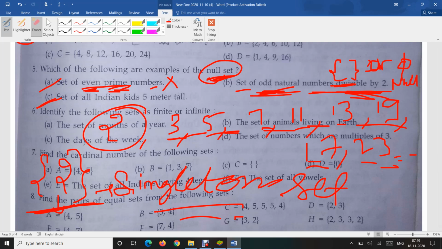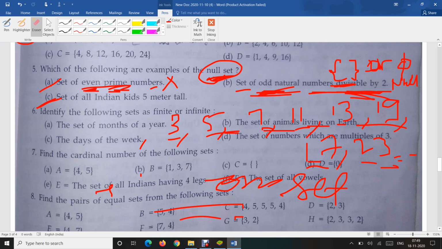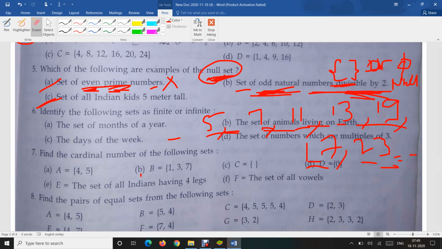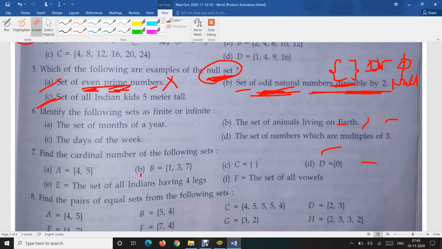Now see question number 6. Question number 6 is saying, identify the following sets as finite or infinite. Now remember, finite means countable: a set which has a countable number of elements. And infinite means it does not have a countable number of elements, or you can say it has an uncountable number of elements.